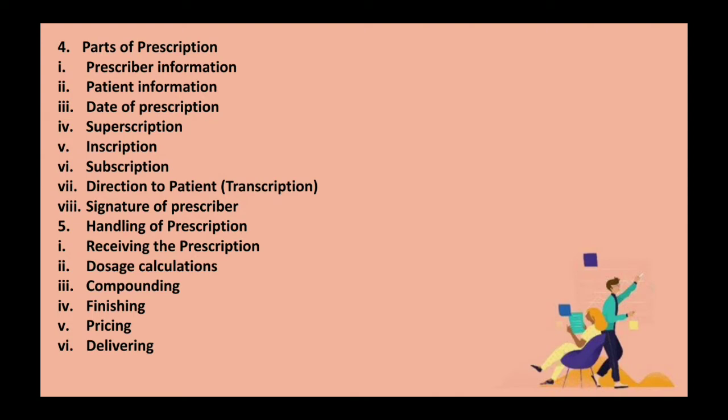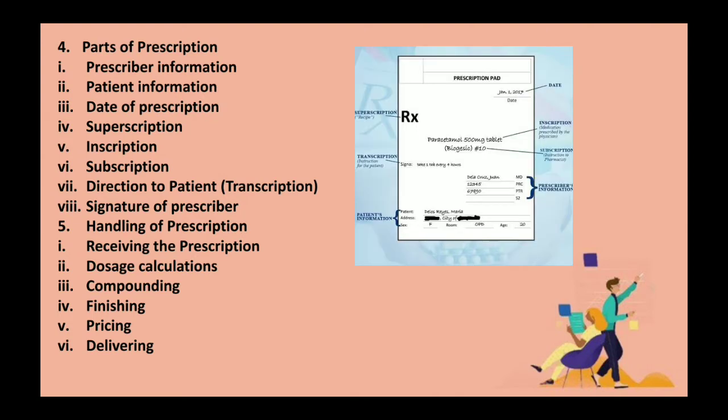So basically the parts of prescription include the prescriber information, patient information, date of prescription, superscription, inscription, subscription, then the direction to patient, that is called as the transcription, and the signature of the prescriber.